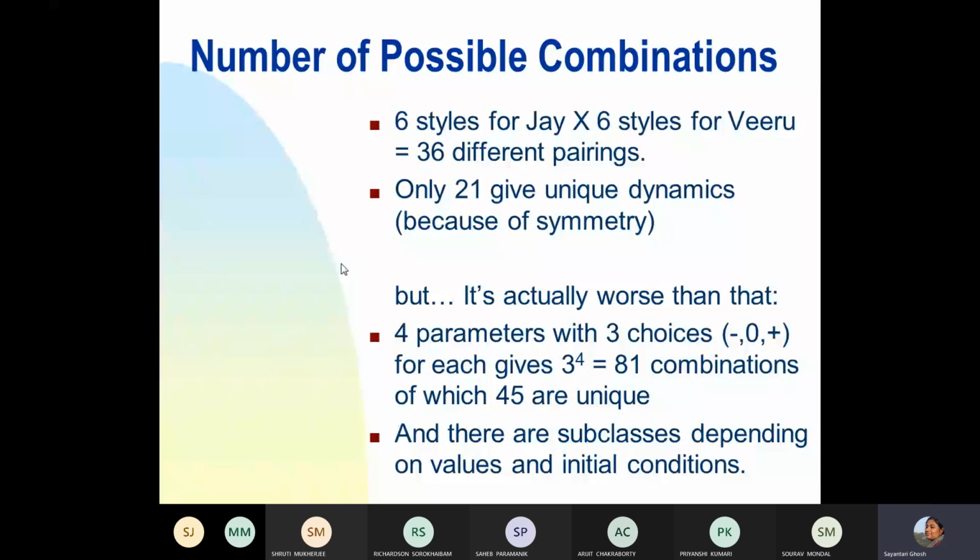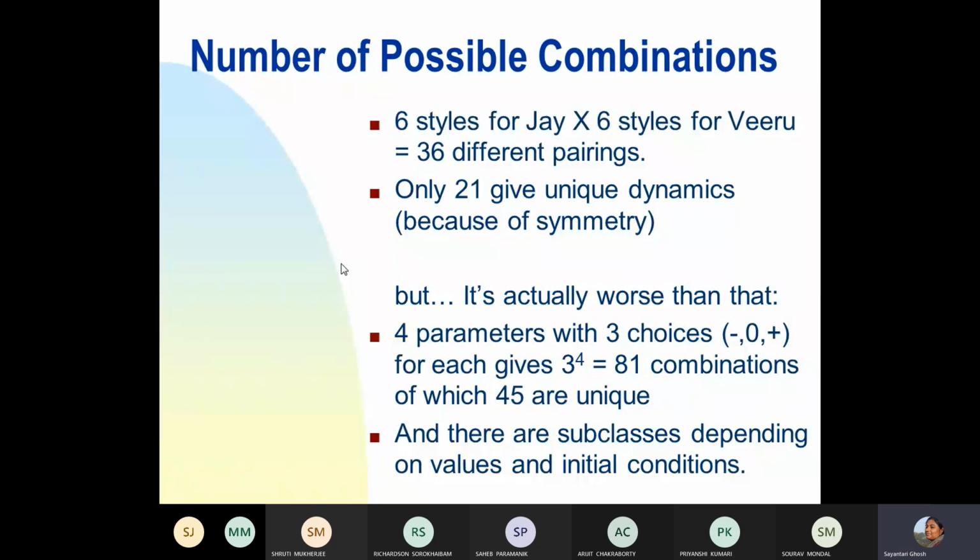Different people meeting different people, and you can see how complicated it could be, how many different kinds of parameters you can choose, because all these parameters could be positive, negative, or zero. With 4 parameters and 3 choices, you can have 3 to the power 4, that is 81 combinations. There will be some symmetry, and if you drop those, at least 45 of them are unique.